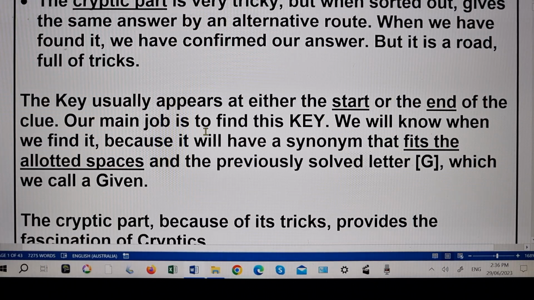The key usually appears at either the start or the end of the clue. Our main job is to find this key. We will know when we find it because it will have a synonym that fits the allotted spaces and the previously solved letter G, which we call a given.